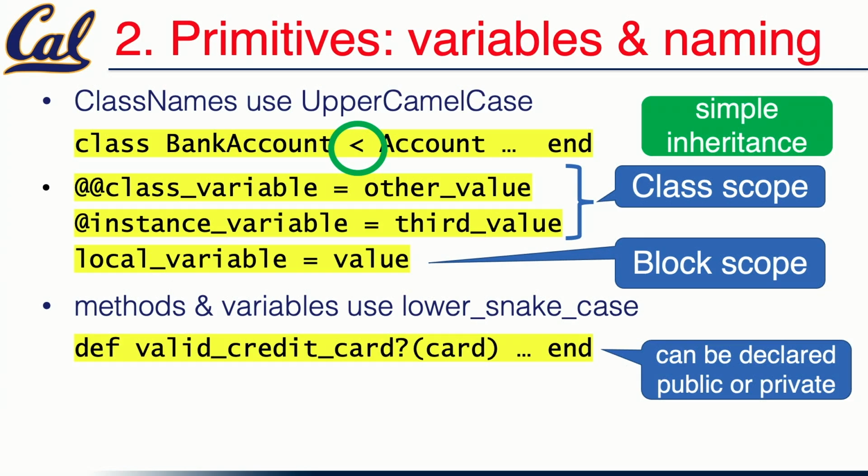Methods can be declared public or private. A public method is available from anywhere outside the class. A private method is only visible to the class itself, so things that are helpers and that don't expose behaviors of the class would usually be declared private.